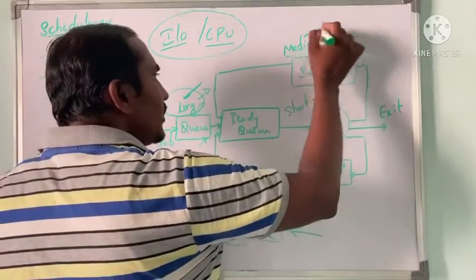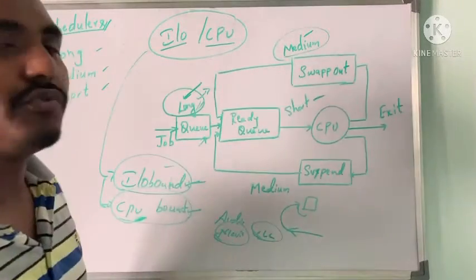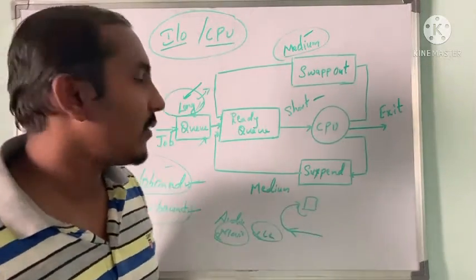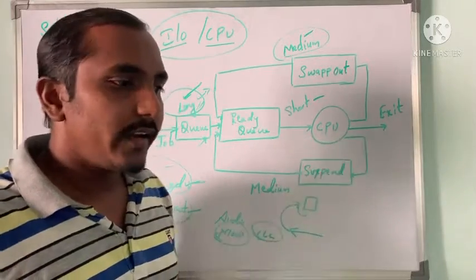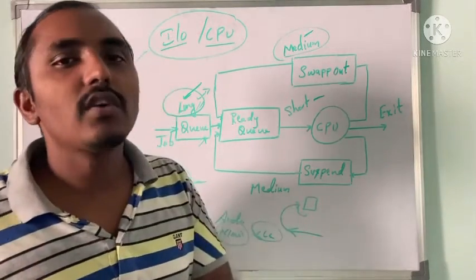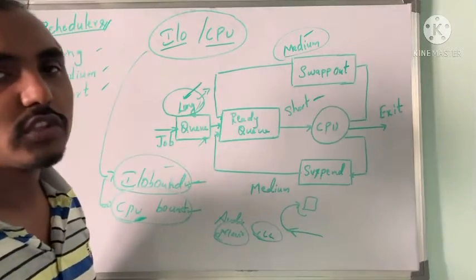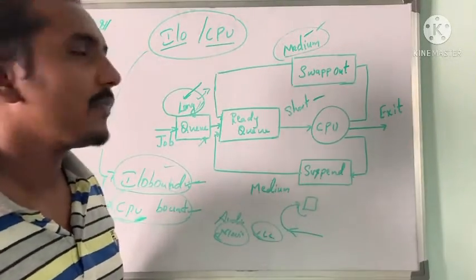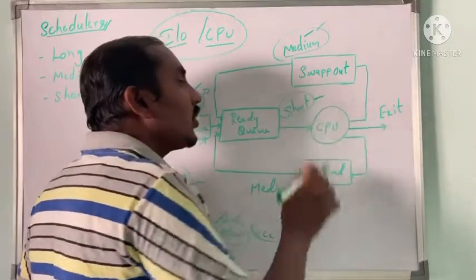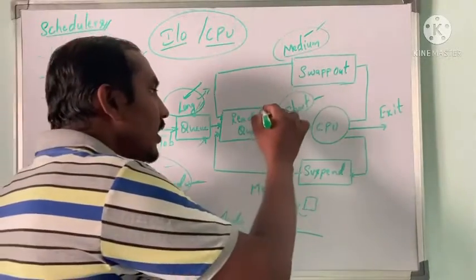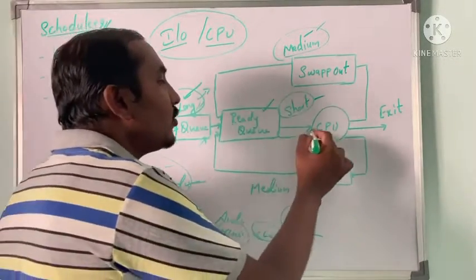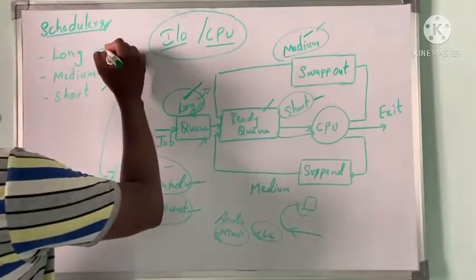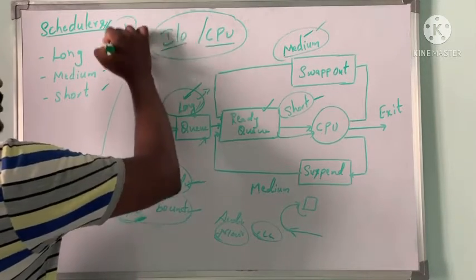Now the medium-term scheduler's simple function is to switch. From the process which is executing, it will stop the current process and switch to another process. That type of scheduler we consider a medium-term scheduler. And at last, the short-term scheduler. Its function is just to select one process from the ready queue, and it will be sent to the CPU. The long-term scheduler is also considered the job scheduler.